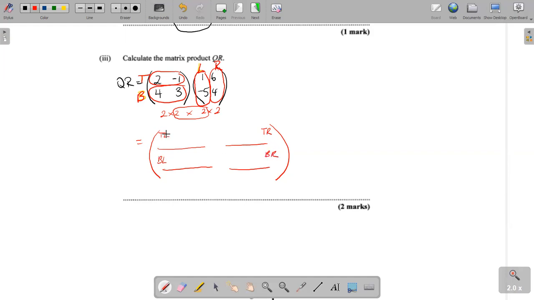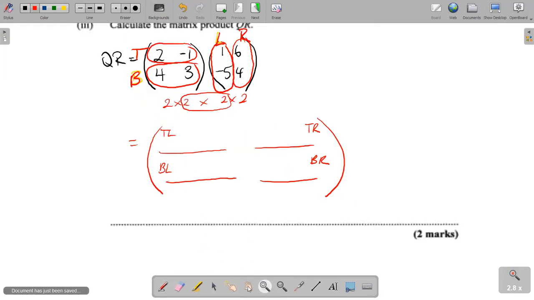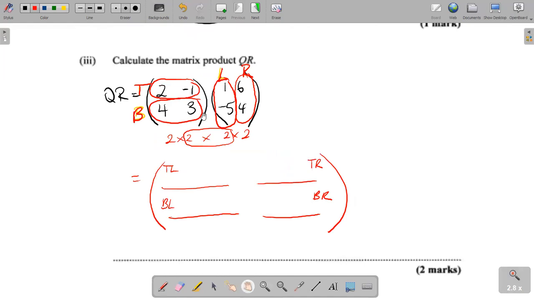So these tell me which ones I'm supposed to be using. So here you're using T and L. That means you're going to use the top row and left column. You multiply the first two and you add it to the product of the second two. So what do I mean by that? It's 2 times 1, and I'm doing it the long way, 2 times 1, plus the second two: -1 times -5.